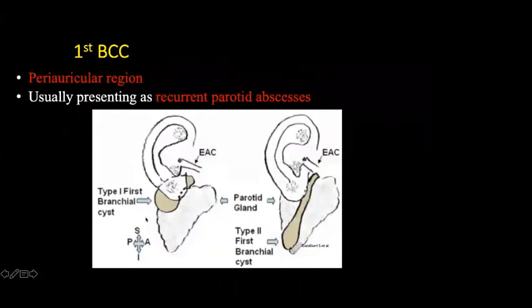For the first branchial cleft cyst, always think about it as being periauricular, and it has a relation to the external auditory canal. So there are different types, and it's based on the embryology of these things. It can result in otitis externa, or can result in recurrent parotid abscesses.